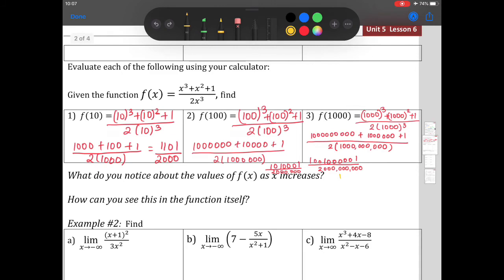It's approaching a half, or let me write, closer to a half. It's closer to 1/2, right? How can you see this in the function itself? It is basically your horizontal asymptote. So if you were to look at the graph, you'll see as your x is getting very, very large, y is approaching closer and closer to, for this question, 1/2, which happens to be your horizontal asymptote.